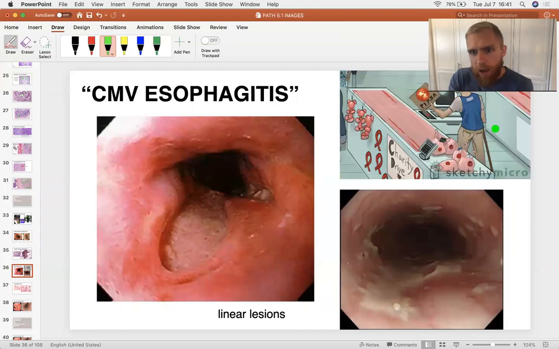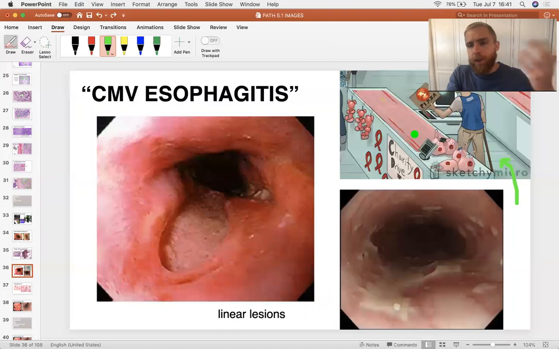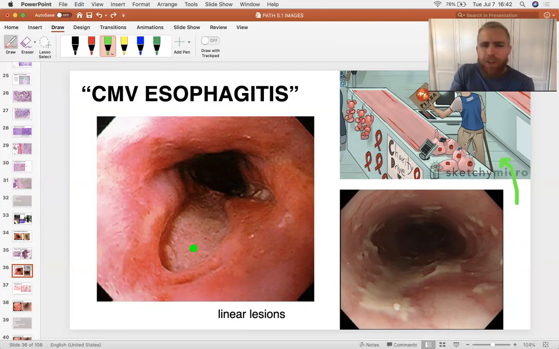And I've got a dude from Sketchy Micro up here in the upper right. Remember, we've got a checkout line with bloody linear lines on it. That's representing our linear esophagitis in CMV. Again, it's an AIDS-defining illness. That's why the dude's got a cane. So here's an example of linear.